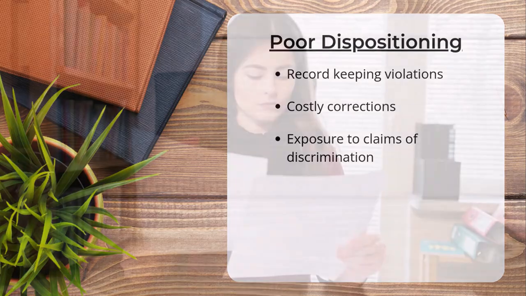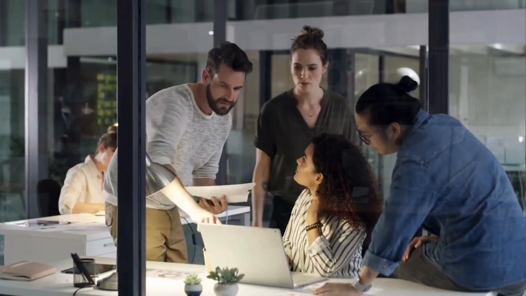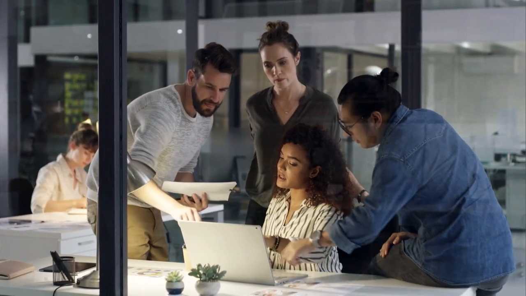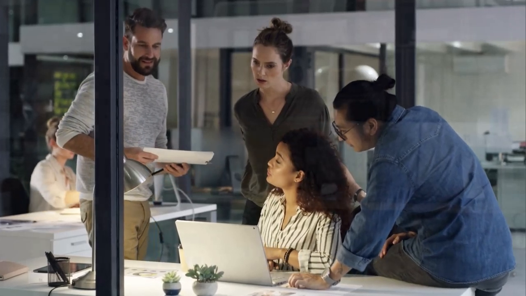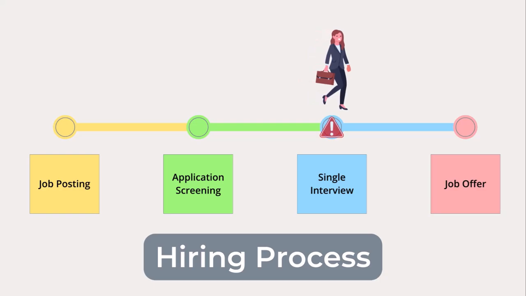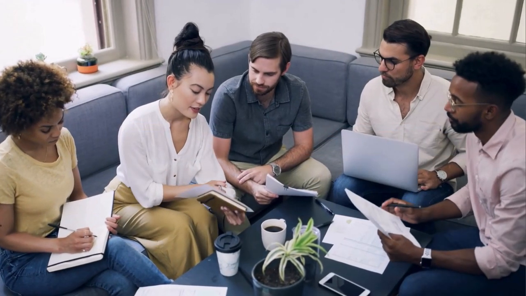During an OFCCP audit, applicant flow records are scrutinized. If your data is incomplete or inaccurate, reproducing these records can drain resources and leave your organization vulnerable to penalties or legal risks. Additionally, accurate dispositioning allows you to identify disparities in selection rates at various stages of the hiring process. This allows you to pinpoint areas where improvements are needed and helps to demonstrate that decisions are based on legitimate business necessities.